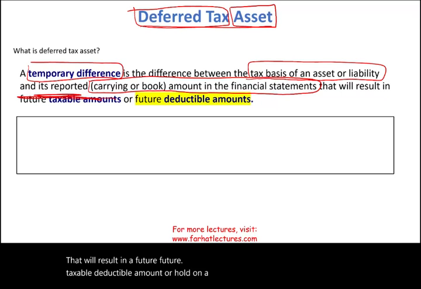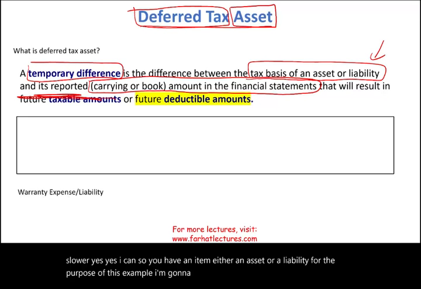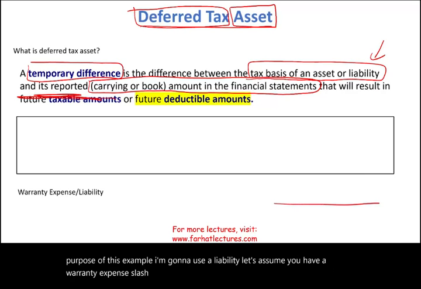Oh, hold on a second. Could you explain this a little bit slower? Yes, I can. So you have an item, either an asset or a liability. For the purpose of this example, I'm going to use a liability. Let's assume you have a warranty expense slash liability. How does it work for GAAP purposes? So let's assume we are looking for GAAP.